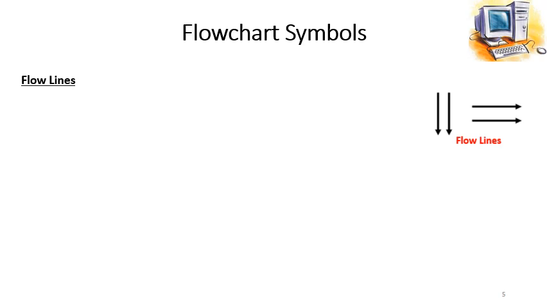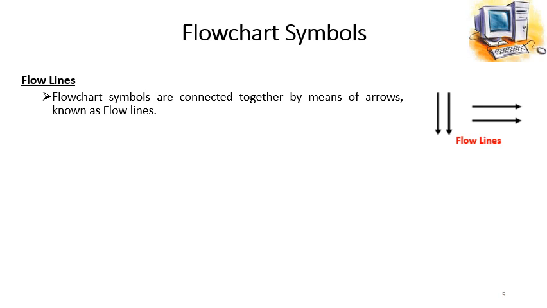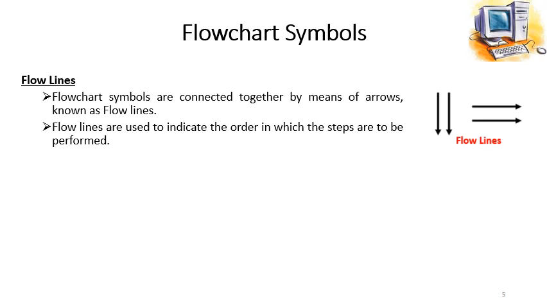Further, we have flow lines which are used while drawing a flowchart. Flowchart symbols are connected together by means of arrows known as flow lines. Flow lines are used to indicate the order in which the steps are to be performed. They actually show the direction or the flow of execution of the steps inside the program. Those are represented by means of flow lines in the flowchart.